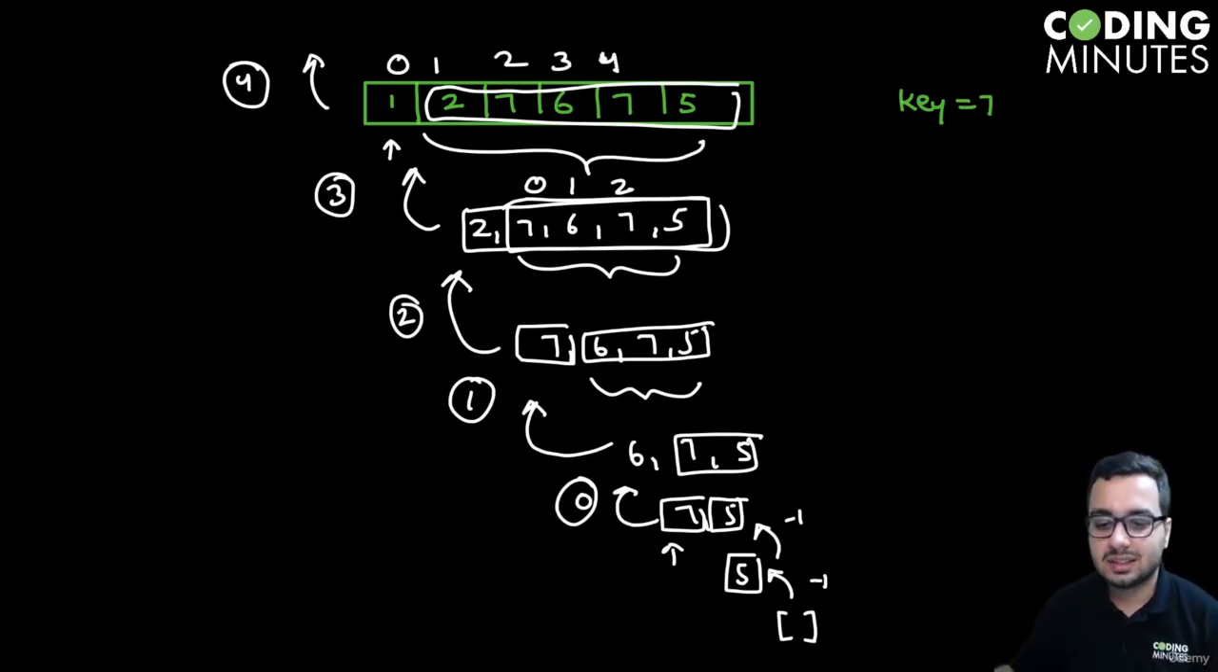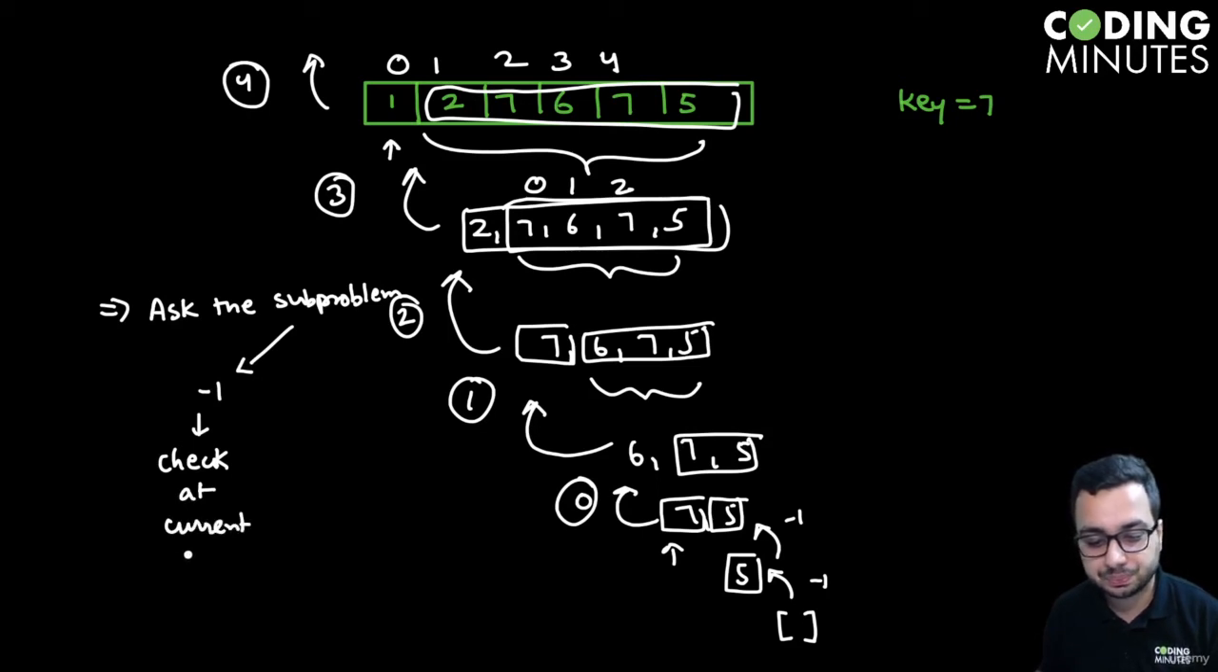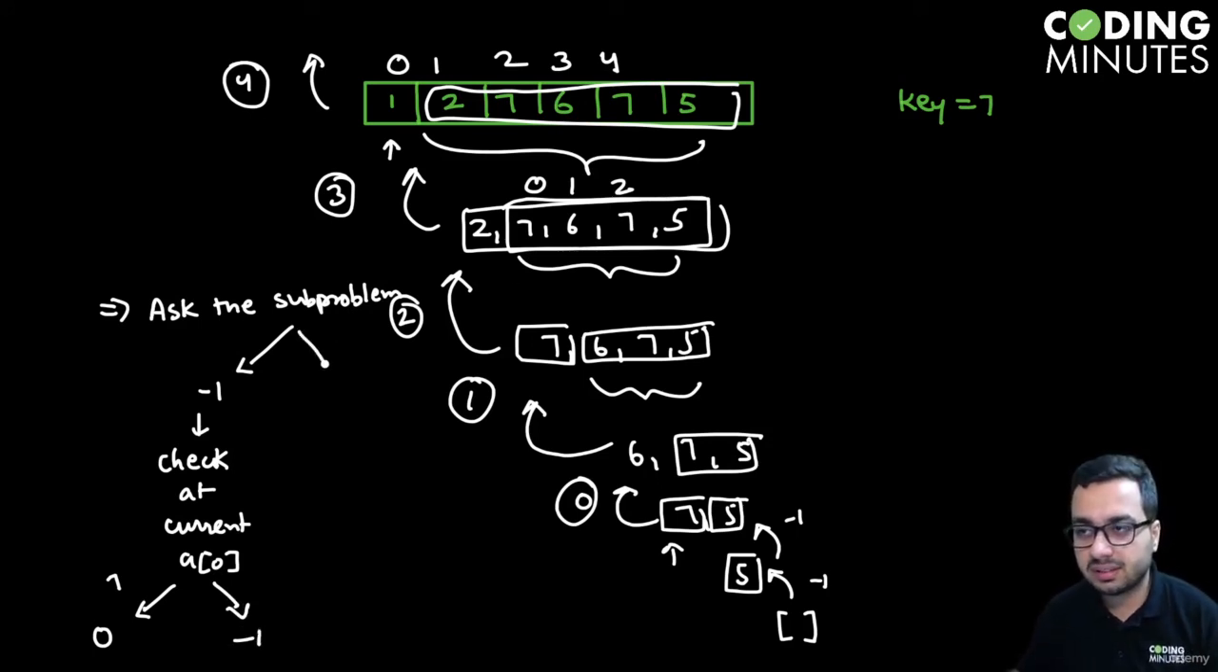So what is the idea? The idea is, in order to find the last occurrence, you first ask the sub problem where is 7. If the sub problem says 7 is not present, then you check at the current index, that is array of 0. If it is 7, then you return 0. If it is not 7, then you return -1. But if the sub problem says the element is present at some index I, in that case you don't do any checking, you simply return I plus 1.